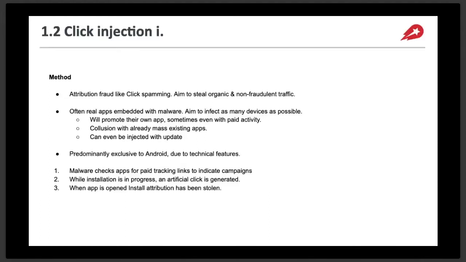And that's the method. It's just injecting a click. Once the install begins, the attribution has been stolen. Before the app is opened, which is usually when the tracking SDK is initialized and the install is counted, a click has been generated and the attribution has been changed.